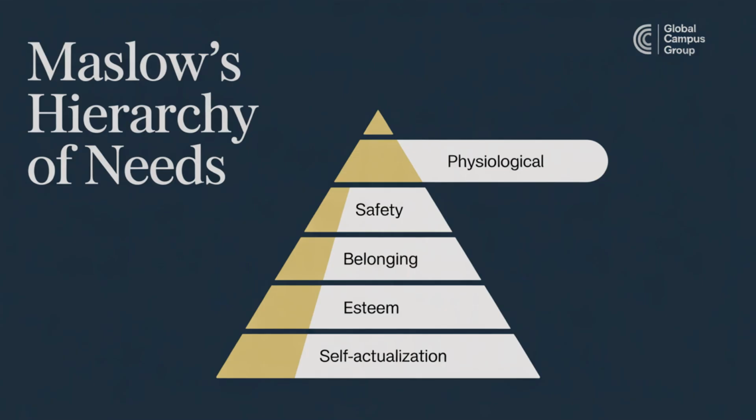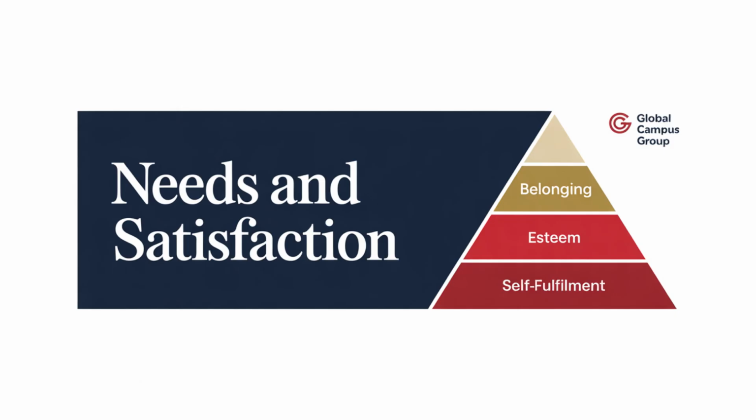Maslow suggested that people are motivated by different levels of need, starting with basic needs such as pay and security. Once satisfied, employees seek belonging and recognition. Basic concerns like income must be addressed before higher needs can motivate. The second is Herzberg's two-factor theory.